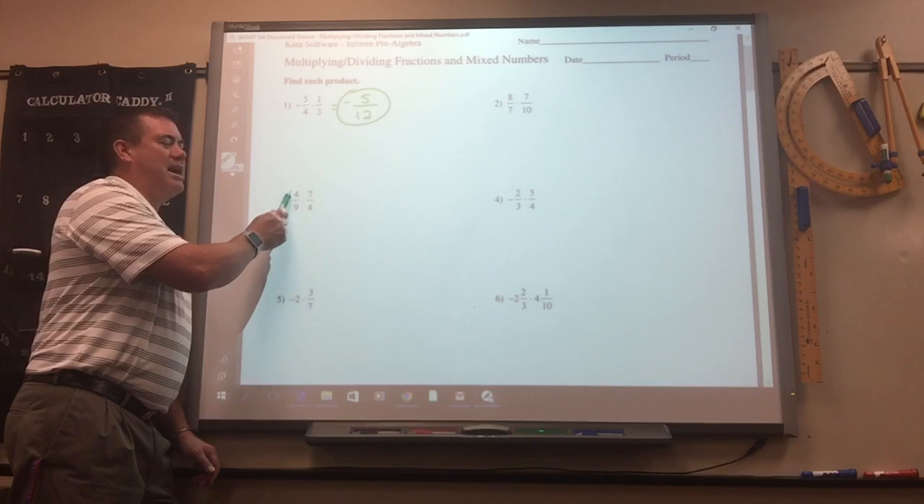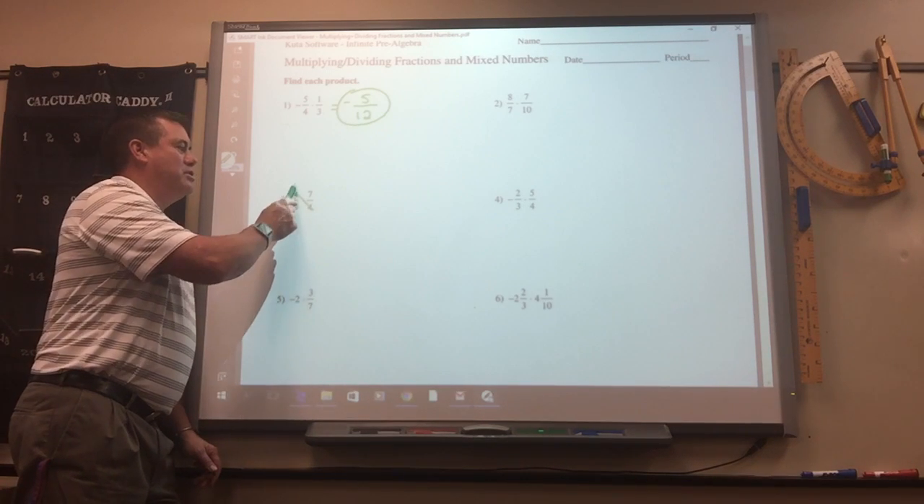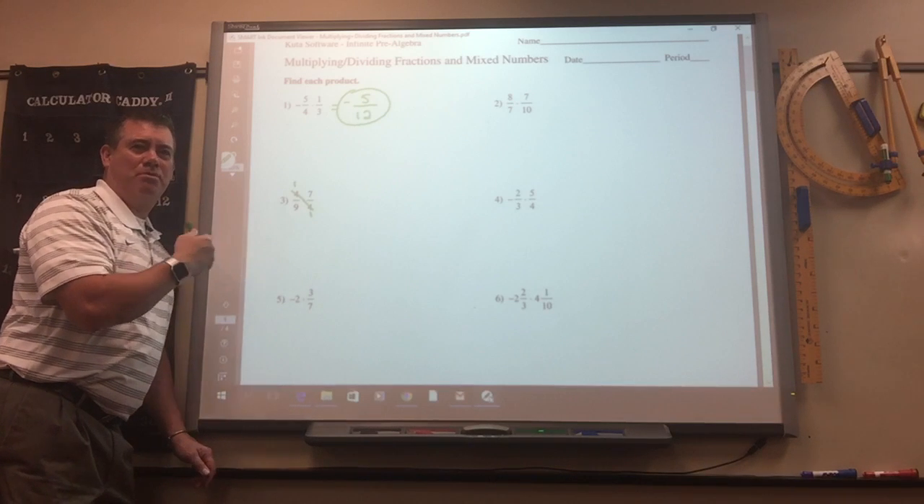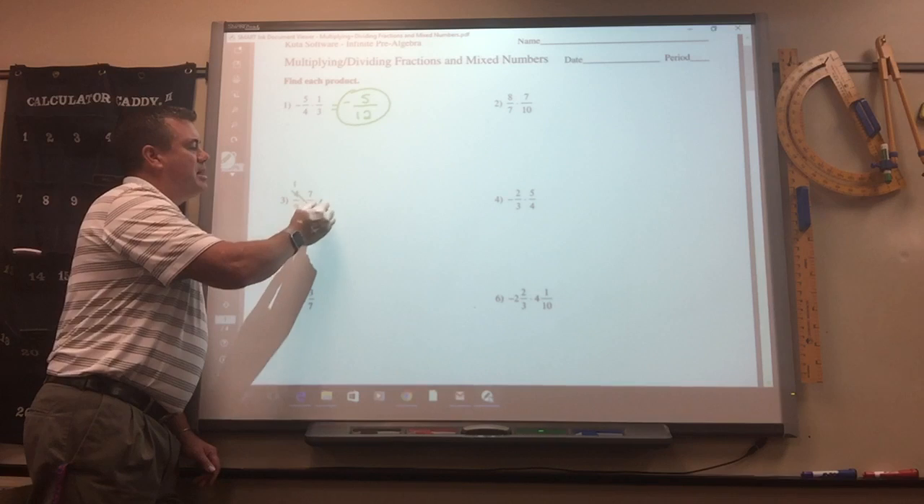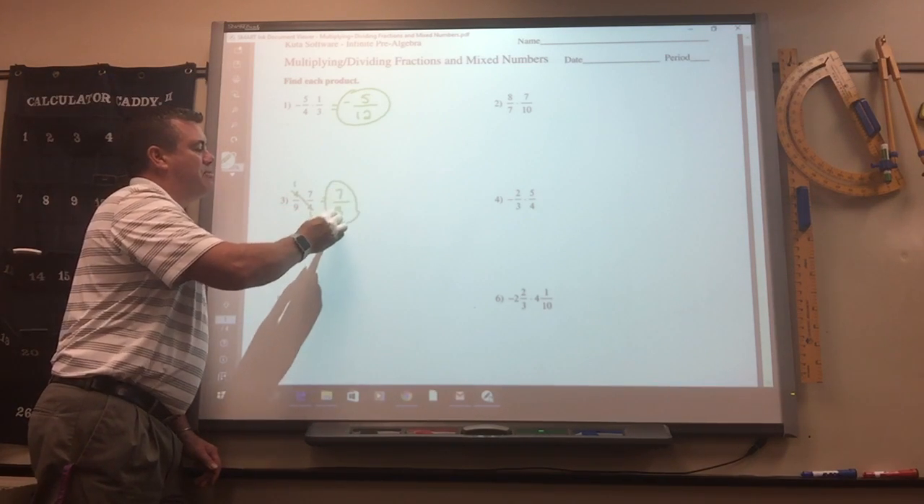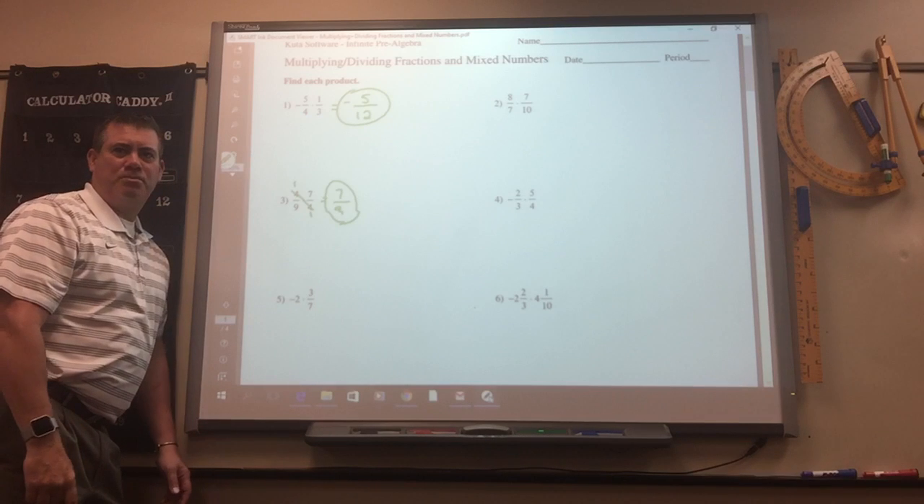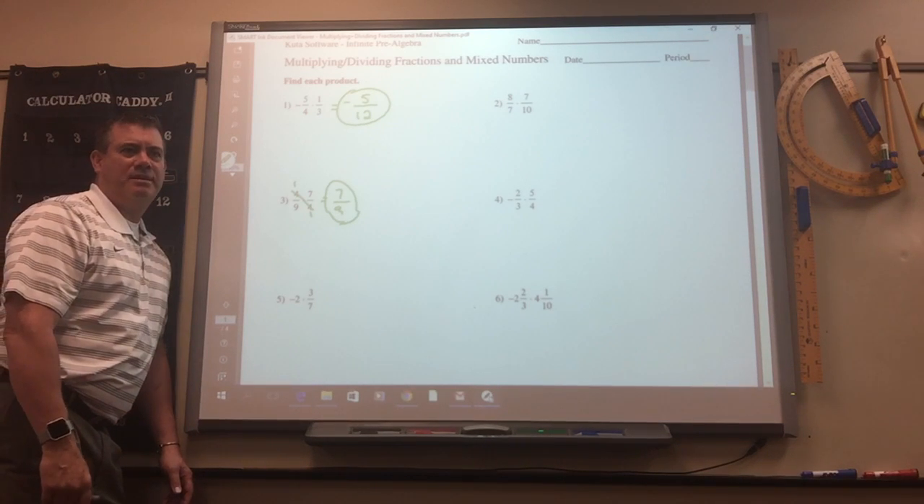You can cross cancel here, the 4s. 4 goes into itself once, so just cancel those out and put 1s. That'll save you from simplifying. So top times top is 7, bottom times bottom is 9. That's why cross canceling saves so much time on simplifying.